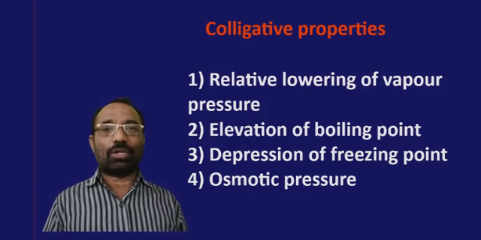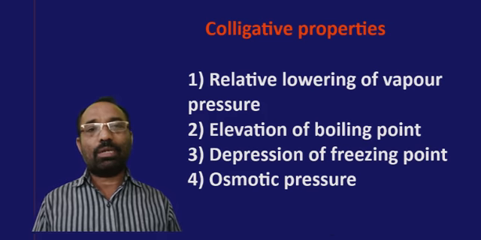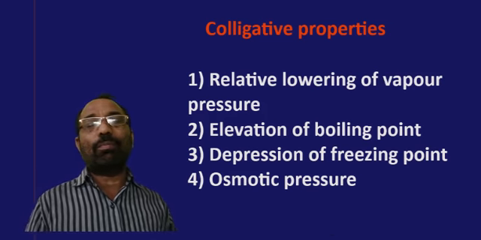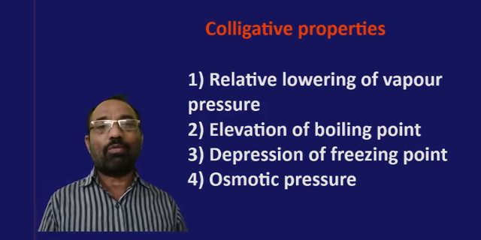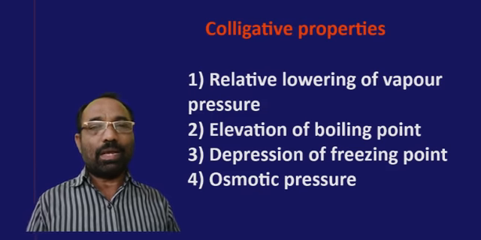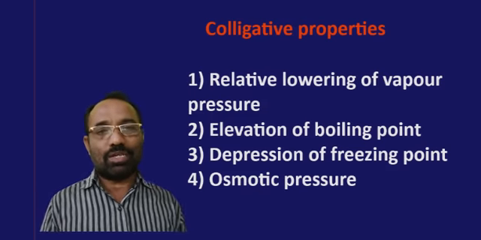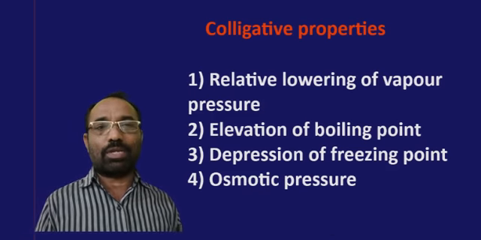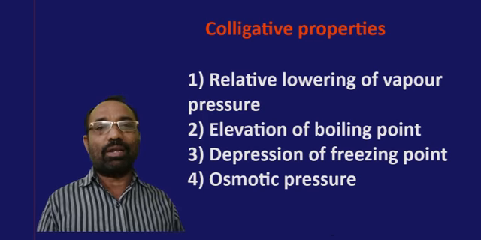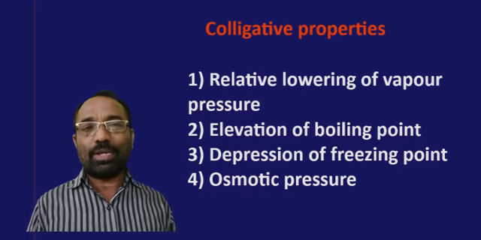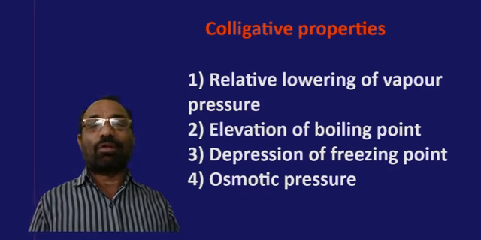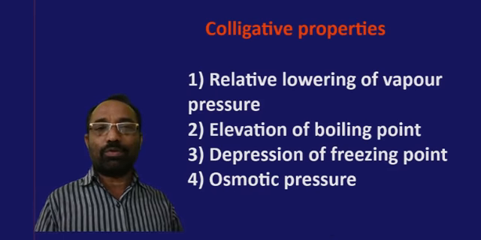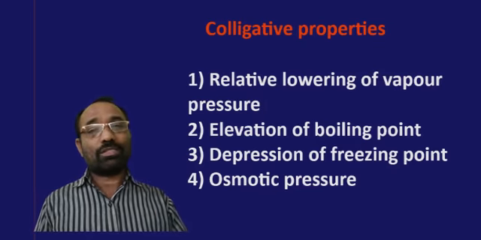And osmotic pressure. Here, osmotic pressure is also a good example of a colligative property. Pi equals CRT. Here pi is the osmotic pressure, C is the concentration; if the C value is more, the pi value is more. R is the gas constant or solution constant, and T is the temperature. At a given temperature, the R and T values are constant. Therefore, pi is proportional to C. If the C value is more, the osmotic pressure value is more. Therefore, osmotic pressure is also a good example of a colligative property.